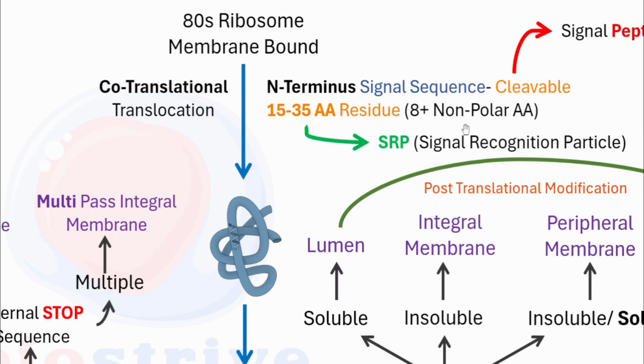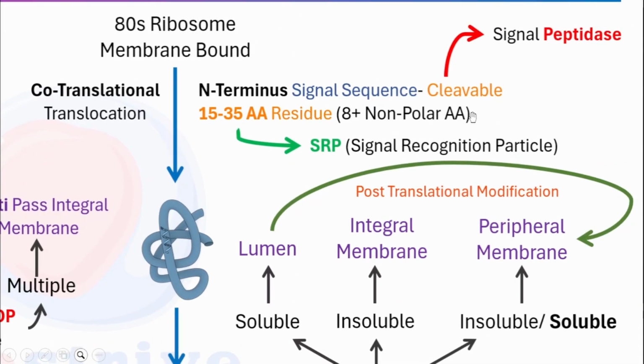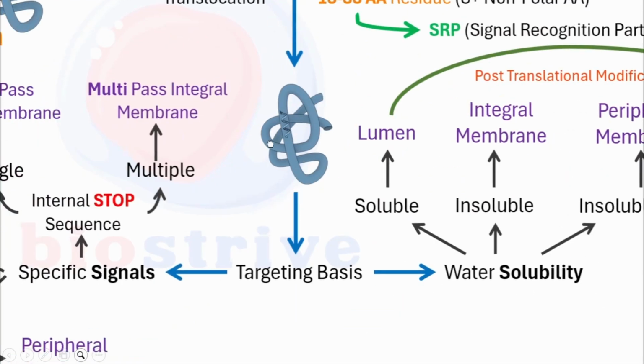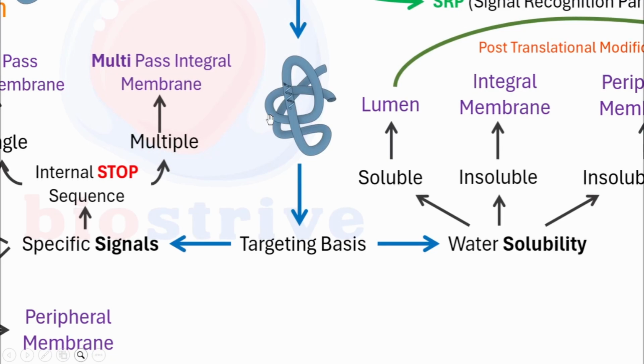After this N-terminus signal sequence has served its purpose, it may be either retained or it may be cleaved or removed. If it is removed, this process of removal is mediated by enzyme signal peptidase, which is present in the membrane of endoplasmic reticulum. Now we will talk about some properties of these specific proteins which decide their fate, where it will be translocated, whether it will be translocated to lumen of ER or it will be inserted into endoplasmic reticulum membrane. Inside the membrane, whether it will be integral membrane protein or peripheral membrane protein.